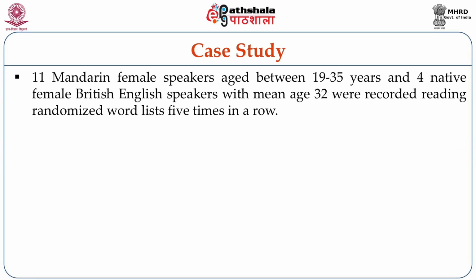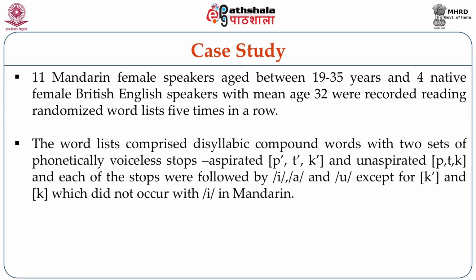11 Mandarin female speakers aged between 19 to 35 years and 4 native female British English speakers with a mean age of 32 were recorded reading randomized word lists 5 times in a row. The word lists comprised disyllabic compound words with 2 sets of phonetically voiceless stops, aspirated pʰ tʰ kʰ and unaspirated p t k, and each of the stops were followed by e, a and u, except for k and kʰ, which did not occur with e in Mandarin.